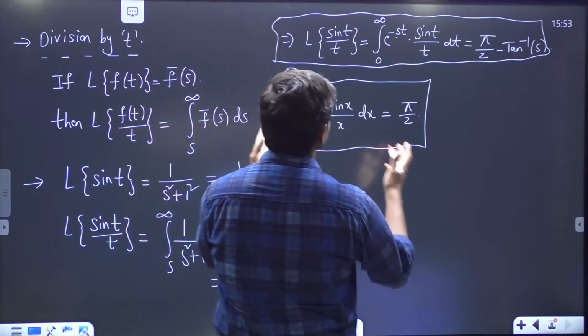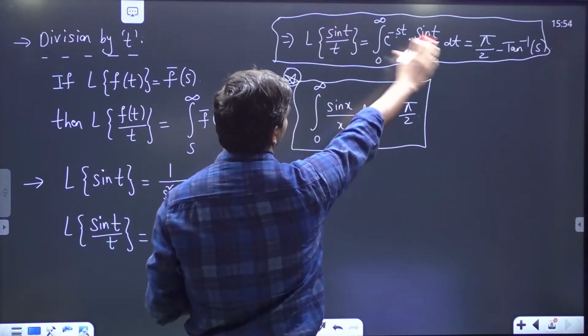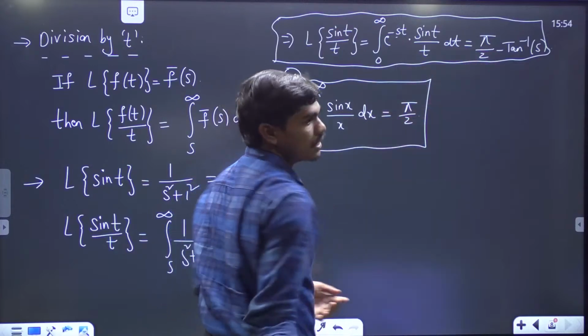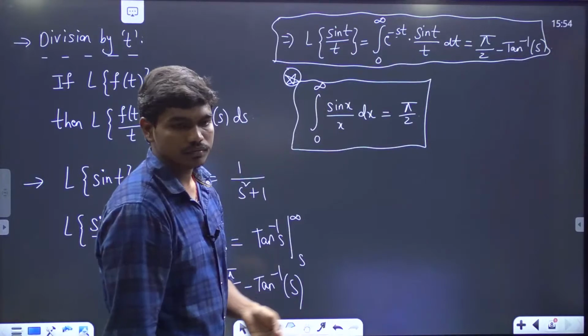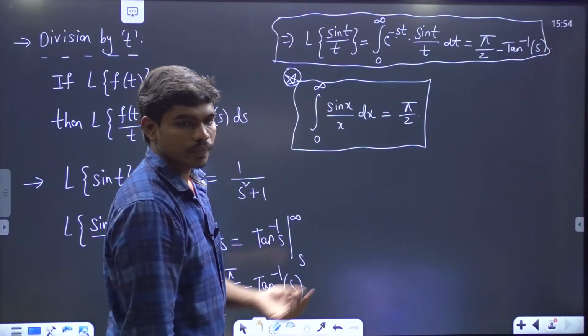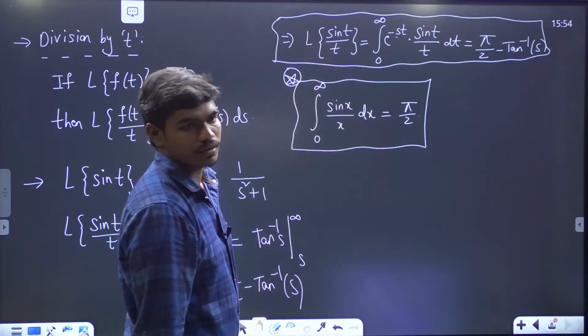Similarly, now if you apply the change of scale property, if this is the function, we have pi by 2 minus tan inverse of s by a. So what do we have? Suppose I have sin at by t, sin at divided by t, for example, what could I have there?